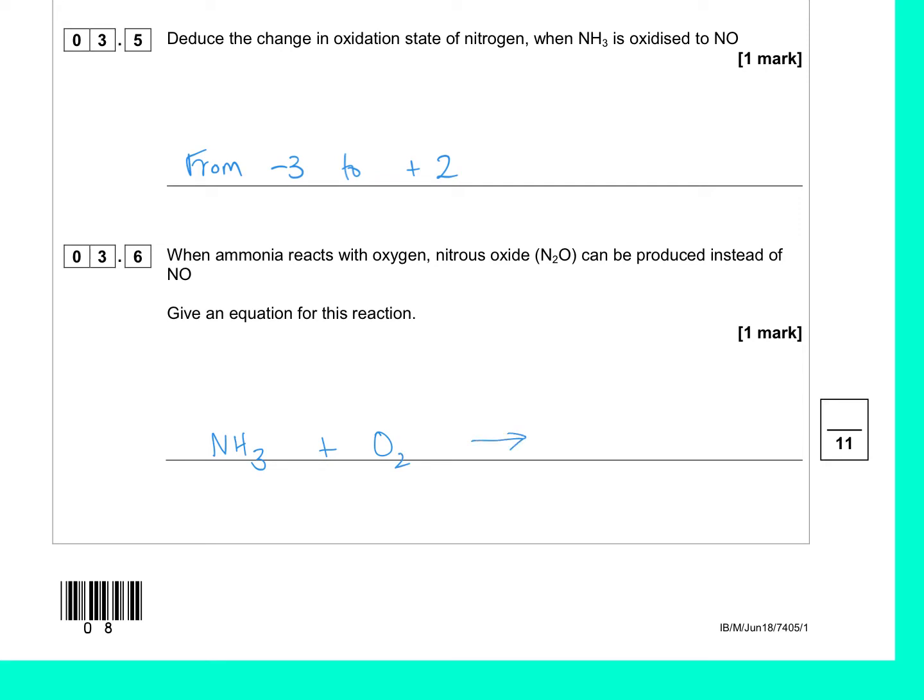This is a case of get down what they've told you and see if you can work out what the other product is. So if we have ammonia and oxygen making the nitrous oxide, you can see we need to put a second ammonia molecule in to balance the nitrogens. And then if you look at what you've got left over, you're going to end up with 6 hydrogens and an oxygen. So if we make 3 molecules of water, we can then go back and say we're going to need a second oxygen molecule.